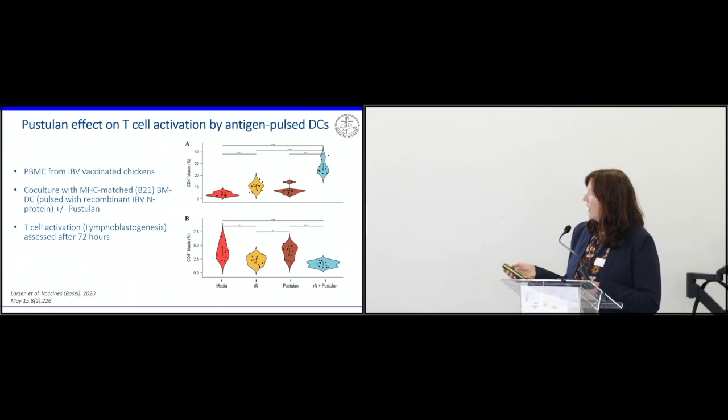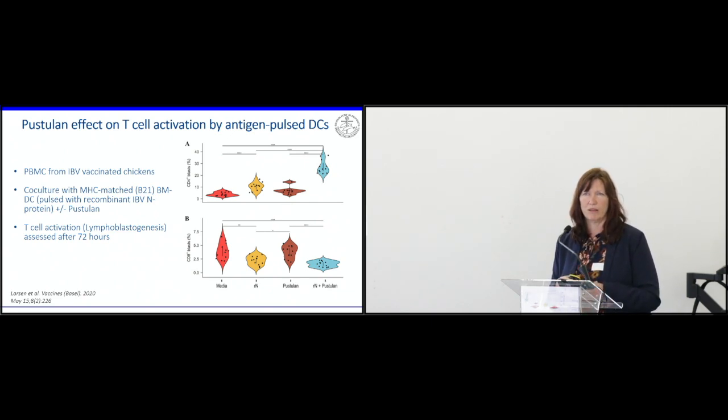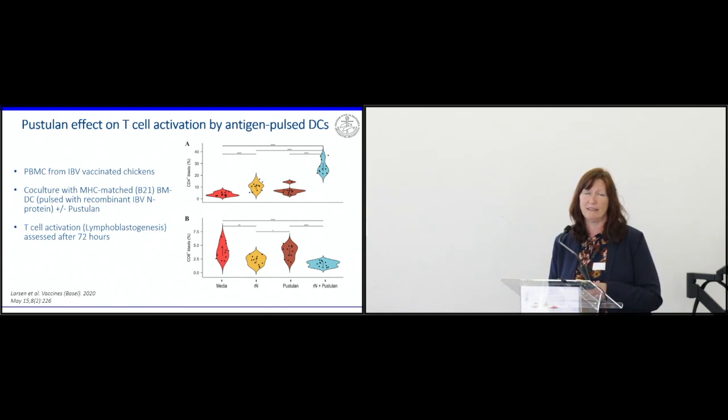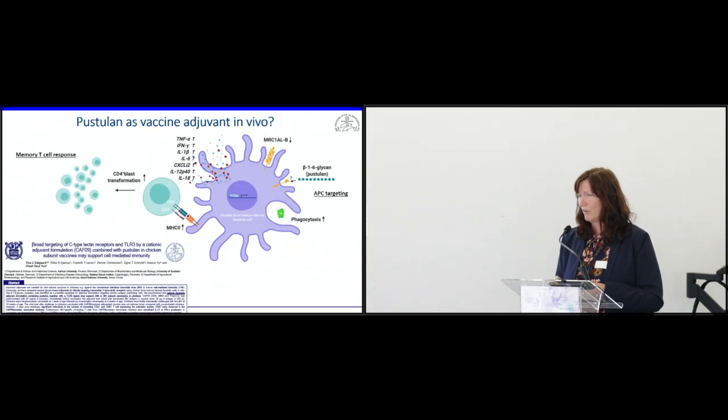We did try with recombinant N protein. It's not as diverse as the spike protein, as you know. So we did produce some recombinant IBV-N proteins, and we pulsed MHC-matched bone marrow-derived dendritic cells with this recombinant protein plus or minus pustulin, and we were actually able to show that pustulin made a huge difference in terms of activating at least CD4 T cells.